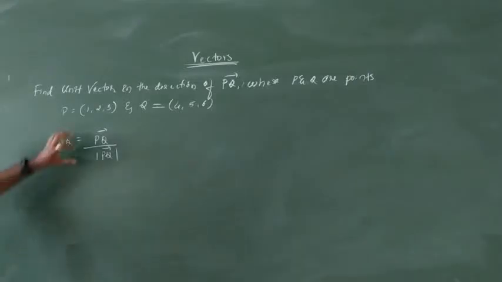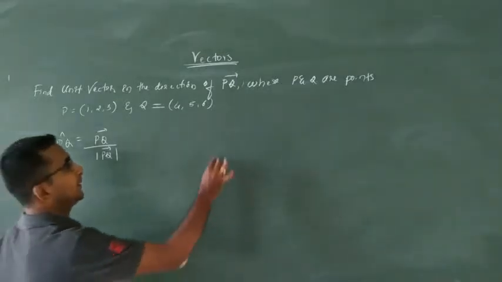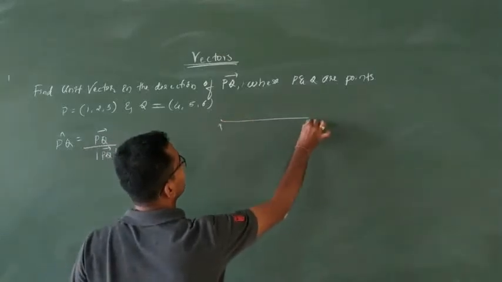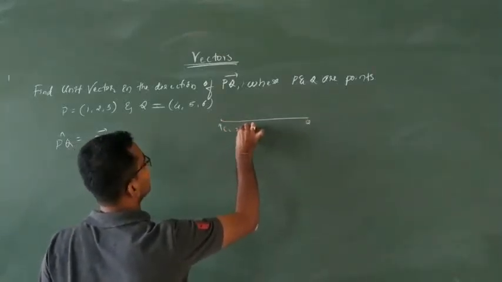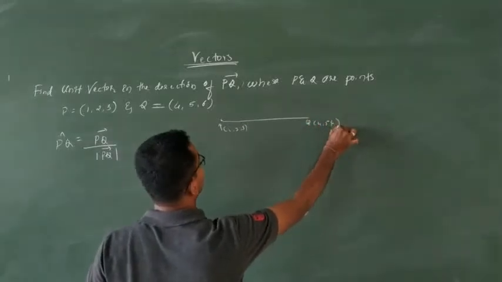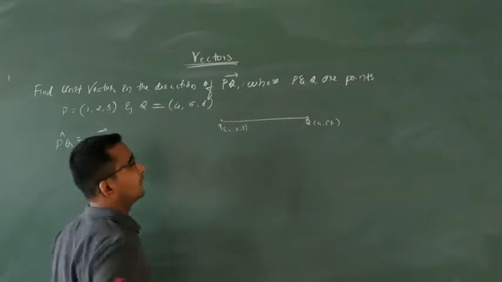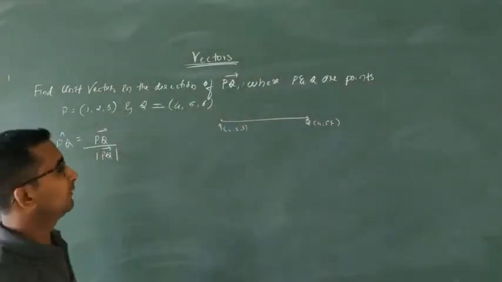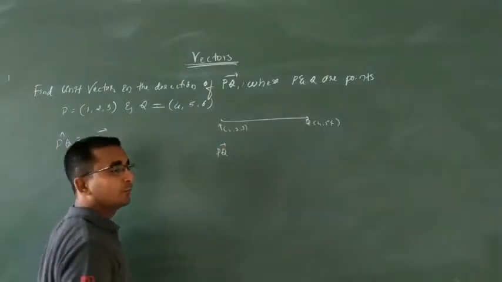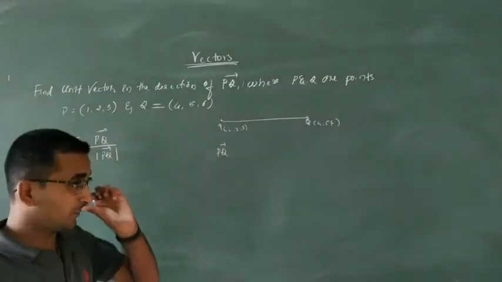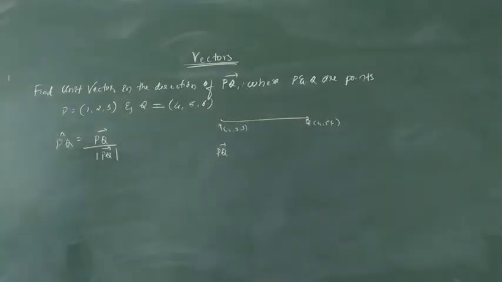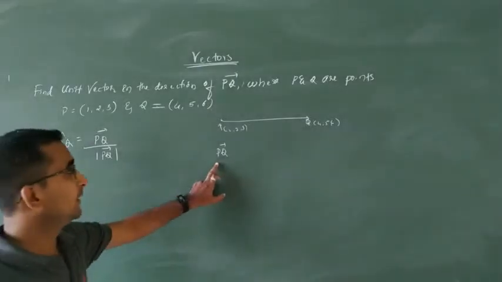But how do we find out vector PQ? Because they have given the points. P is the point 1, 2, 3 and Q is the point 4, 5, 6. This is the initial point, this is the end point. Then how are we going to find vector PQ? For that, we use the third topic: expression for the vector in terms of the position vectors.